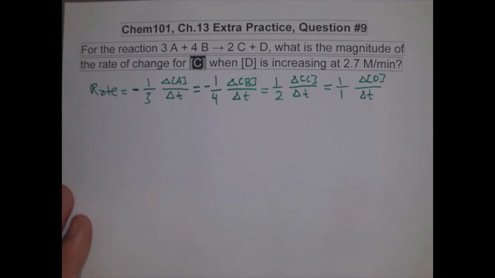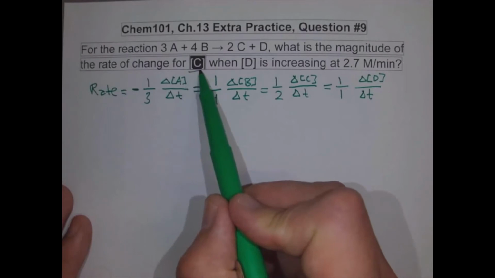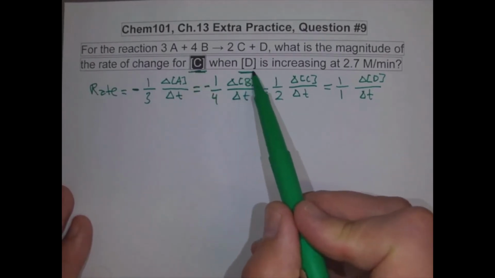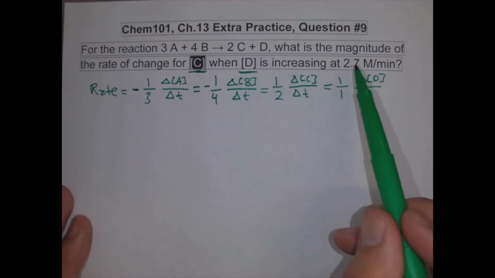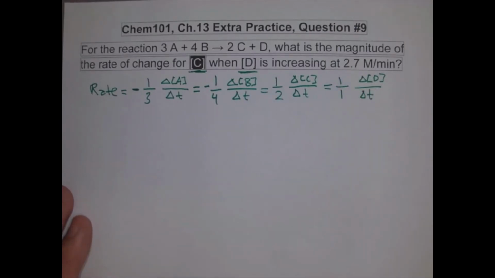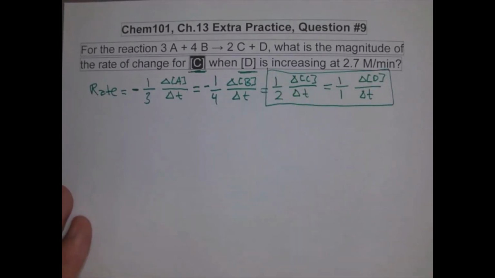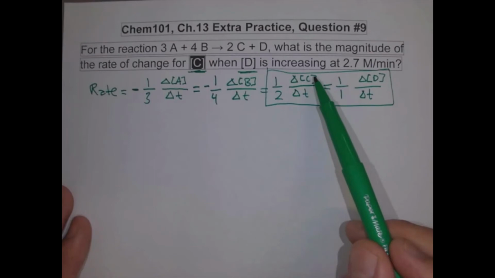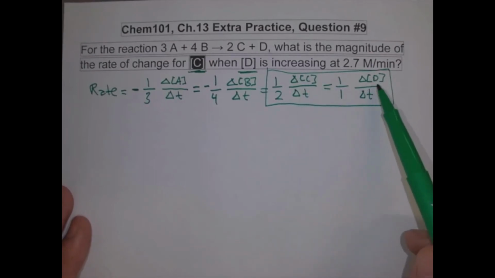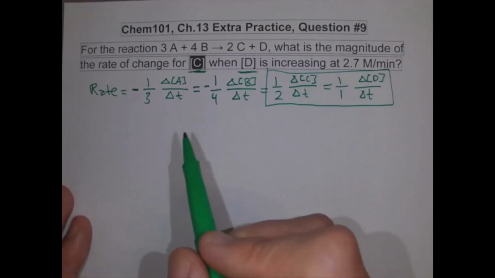All right, now that's just the safe way to do it, and the reason why is because then you can see what you know and what you want to know, because you're going to use the term that you know to solve for the term that you don't know. So in this case, I want to know something about C, and I know something about D. I know that D is increasing at a rate of 2.7 molar per minute. So this is the important part of this long equation right there, because it contains a term for C and a term for D. So let's just extract that out and move it down here.